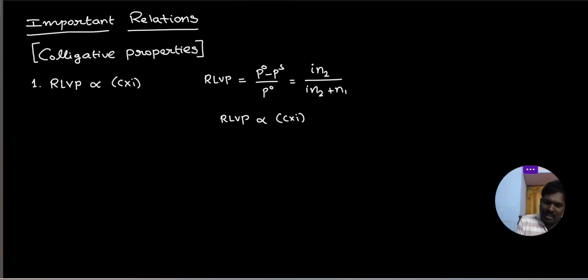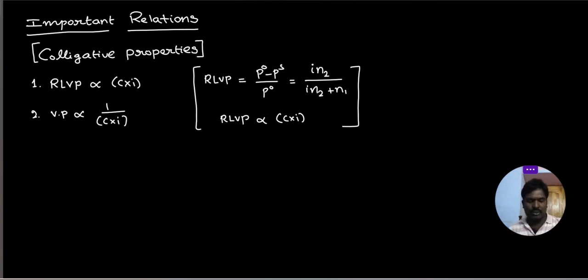Whereas vapor pressure of solution is inversely proportional to C into I. To the solvent you are adding solute, then the resulting vapor pressure decreases. Pure solvent is there, solution is there.